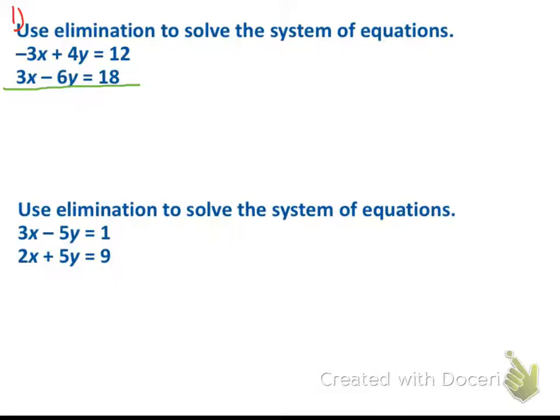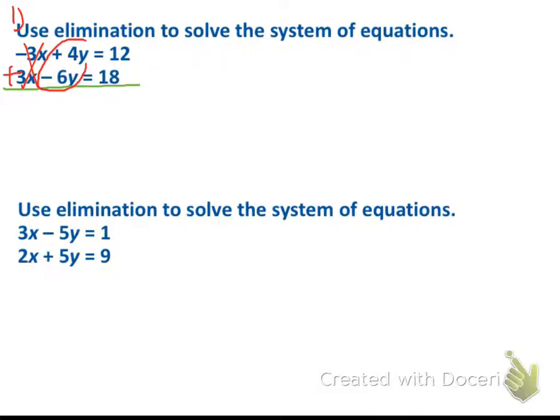So what we're trying to do is make one of the variables disappear. So what we're going to look for is the variables that have the same number in front of them. So we've got a -3 and a 3 here. We wouldn't be eliminating the y's because they have different numbers. So to make the x's disappear, do I need to add them together or subtract them? If you said add, you are dead on. So -3 plus 3 is 0. It disappears.